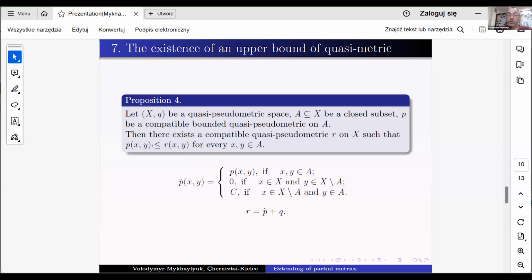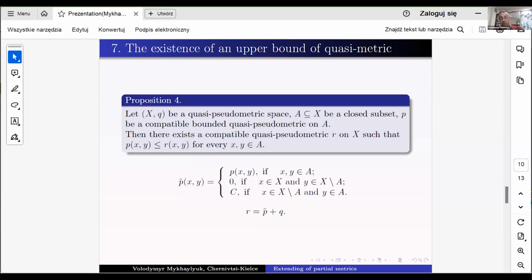The construction of such a quasi-pseudometric we can make using two steps. The first step is the extension of P to tilde P in such a way. And the second step: R is equal to tilde P plus Q. Then such a quasi-pseudometric generates the same topology as Q and such that P is less or equal to R, because tilde P is an extension of P.